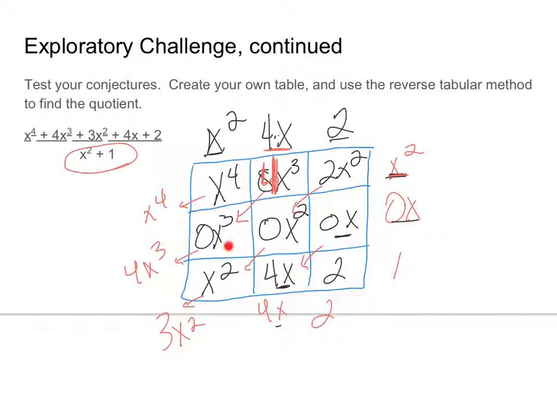So 4x cubed, 0x cubed, 4x cubed. Add this one down, 2x squared. x squared is 3x squared. 0 and 4 is 4x and 2. We did it. We have an answer with some signs in between.